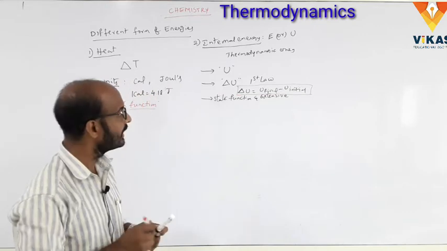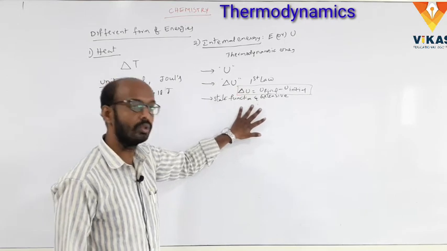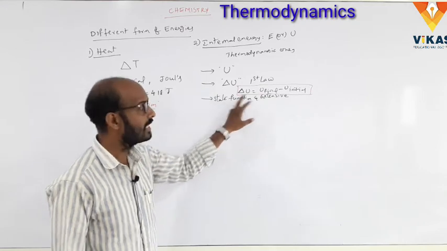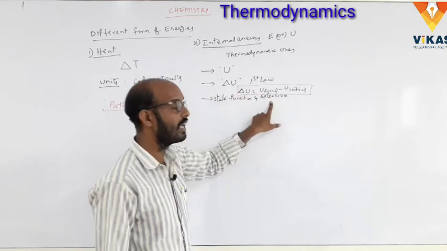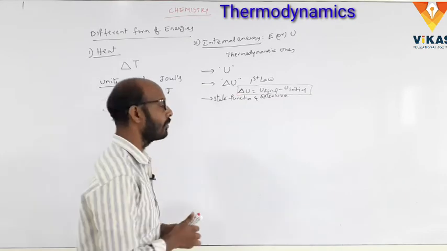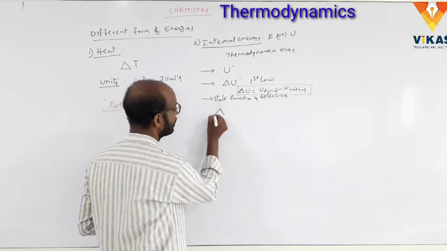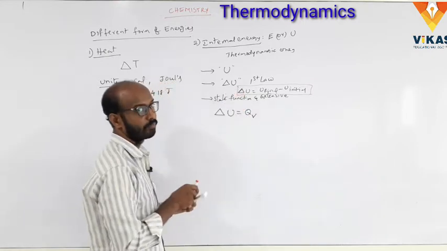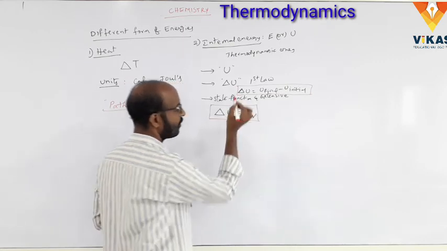So the internal energy depends upon the state of the system and also upon the initial and final state of the system. So it is called a state function. It depends upon the total amount of the substance, so internal energy is also called an extensive property. Finally, internal energy is a state function and extensive property. The heat content of the system at constant volume: we write delta U is equal to QV.